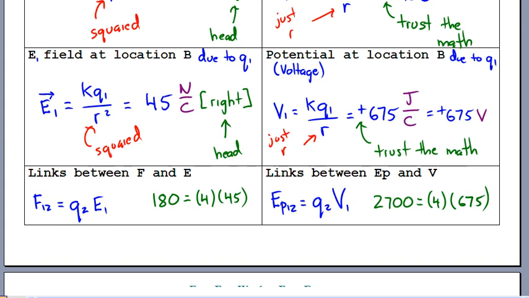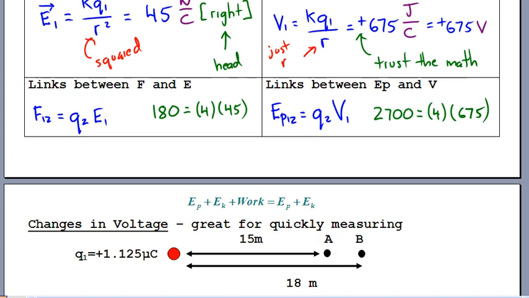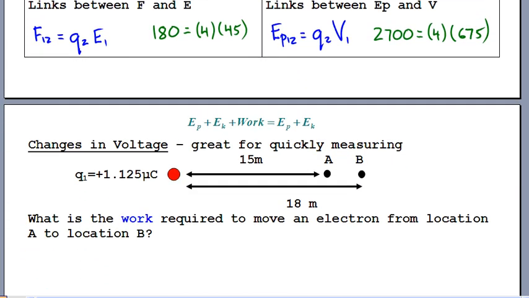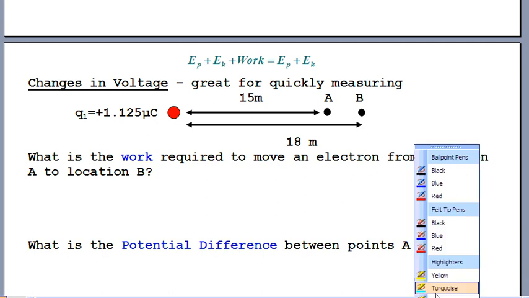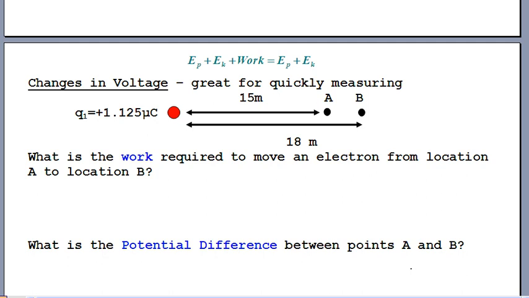Okay, 2 more pages here. Sometimes we talk about changes in voltage when we're playing this game with electric potential. It's a really, really handy thing, this idea of changes in voltage, for quickly measuring changes in potential energy. If you've got a story where you want to measure change in EP, then measuring change in voltage can really help you out with that. And we're going to see that here on the story that we're going to do.